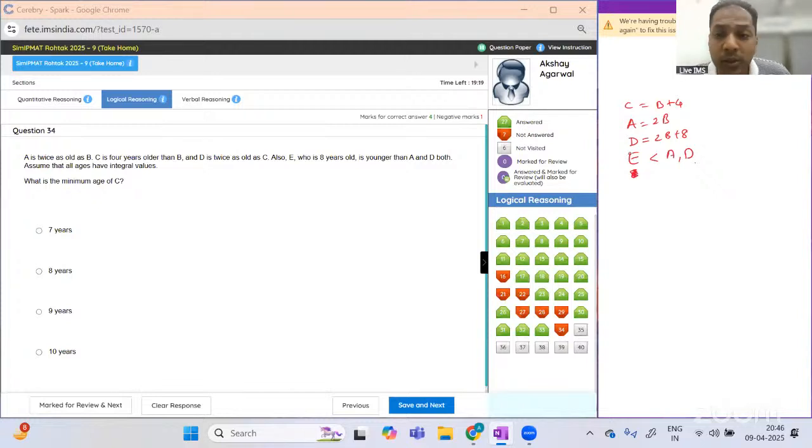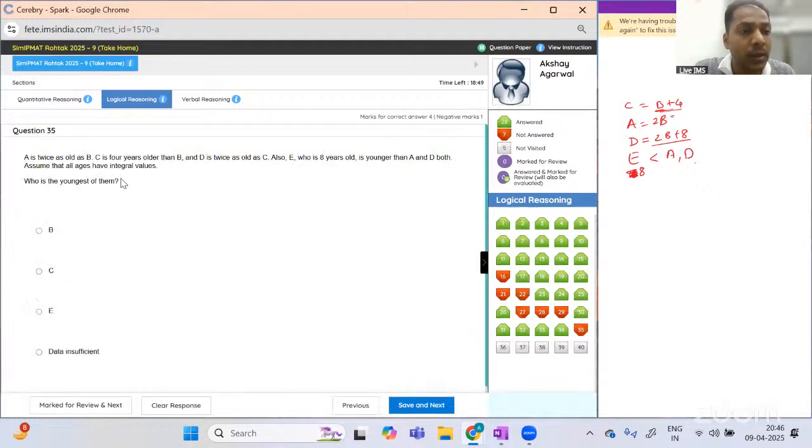What is the minimum age of C? Okay, minimum age of C, I would say, if I take B to be 1, A would be 2. So B has to be minimum 4 because A is double of B, and okay, B has to be minimum 5. If B is 5, C is 9. C is 9, all the conditions are followed. So the minimum age of C is 9 years. E is definitely younger, yeah.